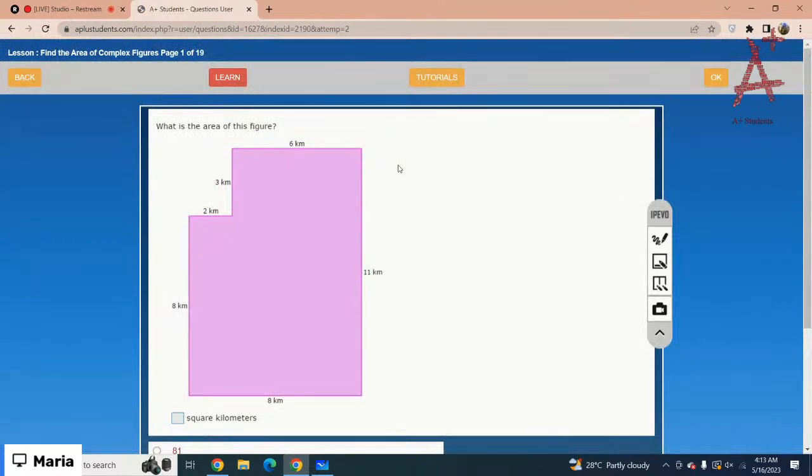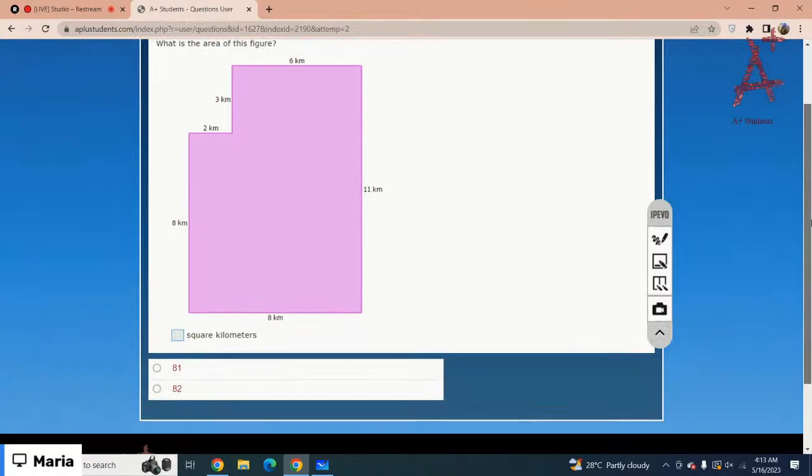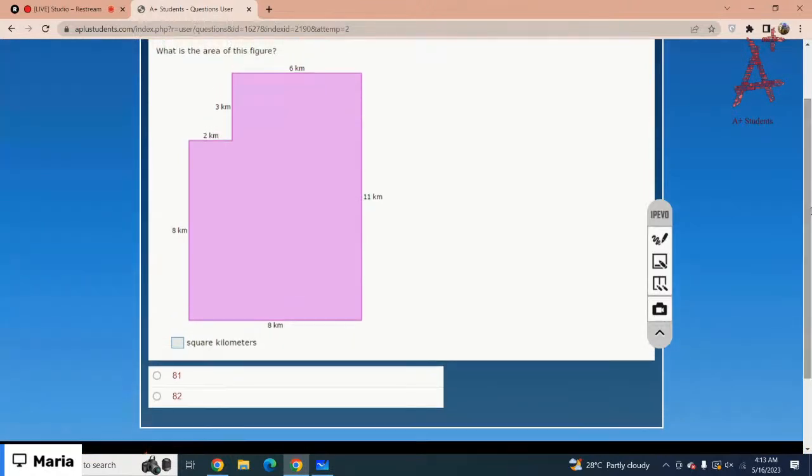Okay, the next one is, what is the area of the figure? I thought you were 29. How? You haven't seen me, so how can you think I'm 29?